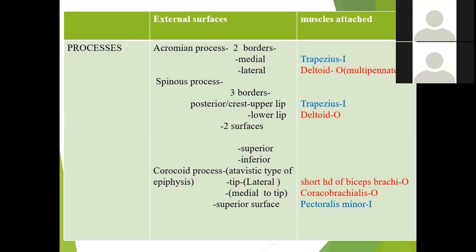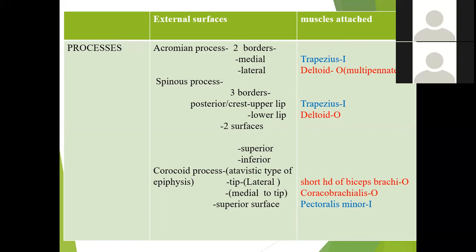Okay, so now we are coming for muscle attachment along with the features. On the acromion process, the medial border gives insertion for a muscle called trapezius, and the lateral border gives origin for a muscle called deltoid.